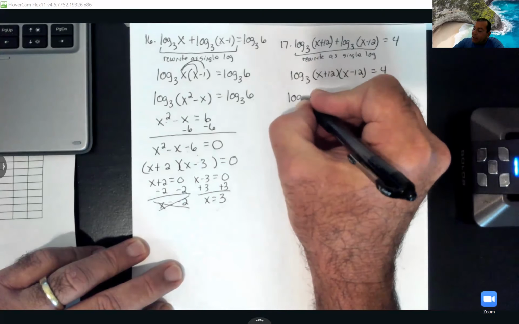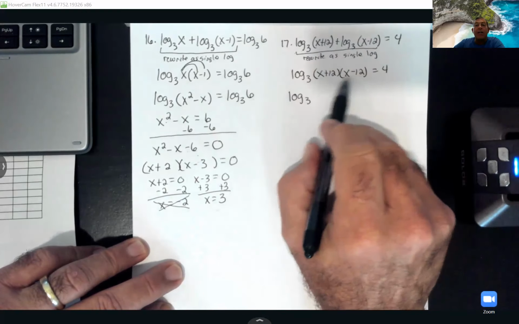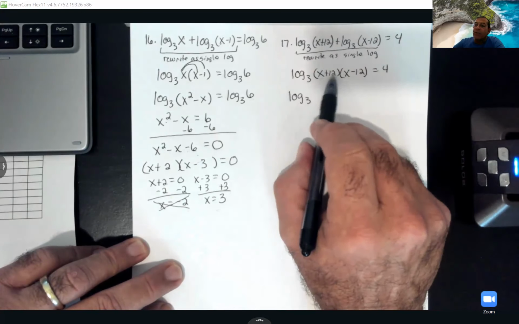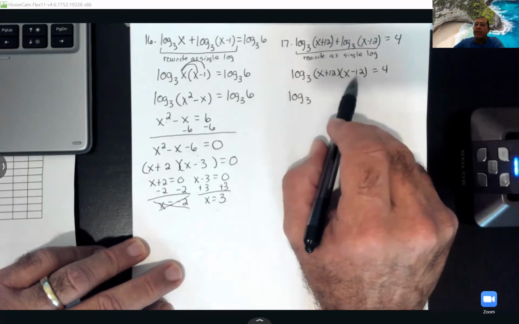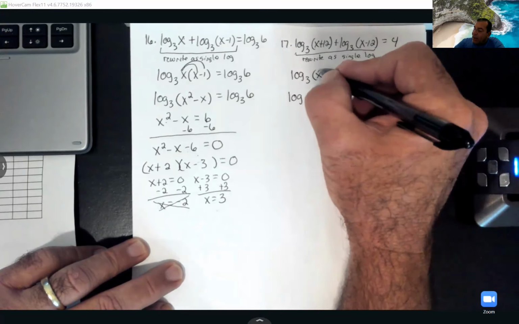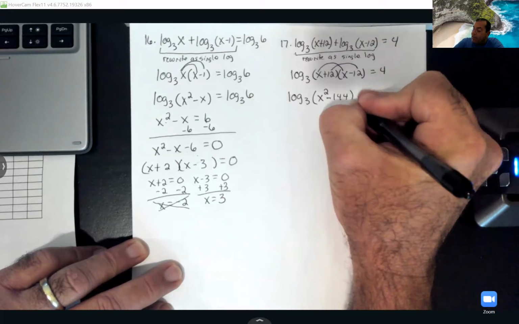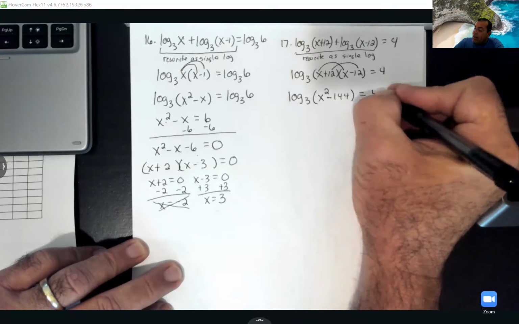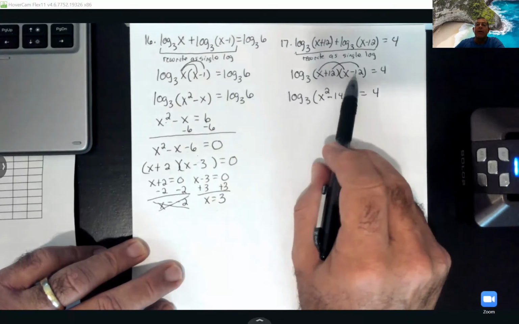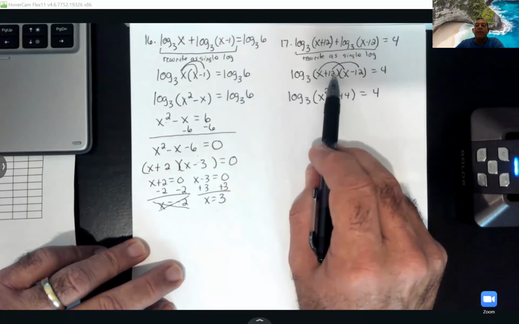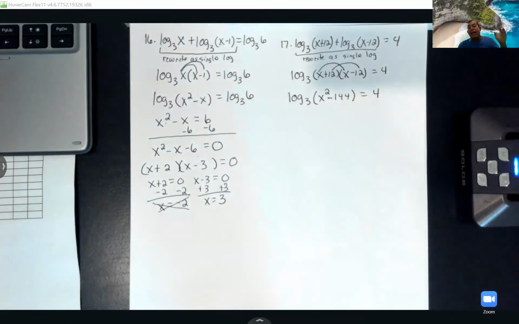Now, let me tell you something. These are conjugate pairs, so I can shortcut FOIL. Conjugate pairs, remember. I can do the x times x. That'll give me an x squared. And then I can do the 12 times -12, which is a -144. All that equal to my 4. So remember, conjugate pairs, the 12x and the -12x are going to cancel anyway. So just shortcut that stuff.